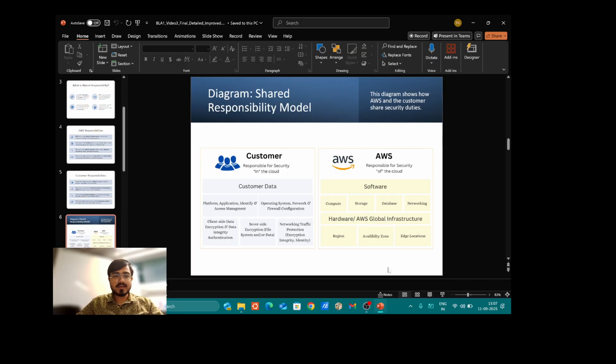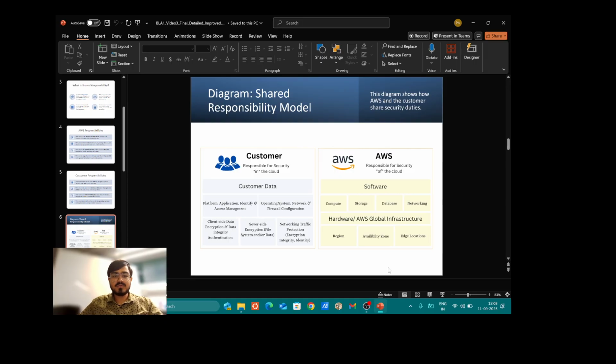Let's see the diagram. I will explain this diagram. Now let's look at this diagram, which explains the shared responsibility model in AWS. This is very important because it shows who is responsible for what, AWS and the customers. On the right side, you see AWS. AWS is responsible for the security of the cloud. This means they take care of everything physical and technical behind the scenes.